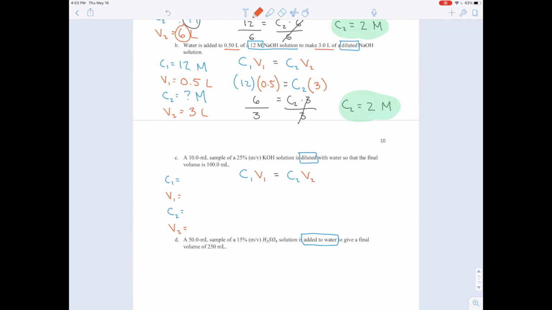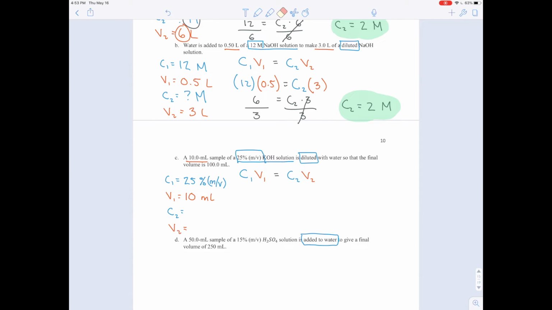Okay, so it says, C says a 10 milliliter sample. That's the first number they give us. Milliliters is a volume. That's the first volume they give us, so that's going to be V1, 10 milliliters. So 10 milliliter sample of a 25% mass volume solution. This is a concentration unit, the concentration unit most often used in hospitals. So that's the first concentration they're giving us, percent mass volume.